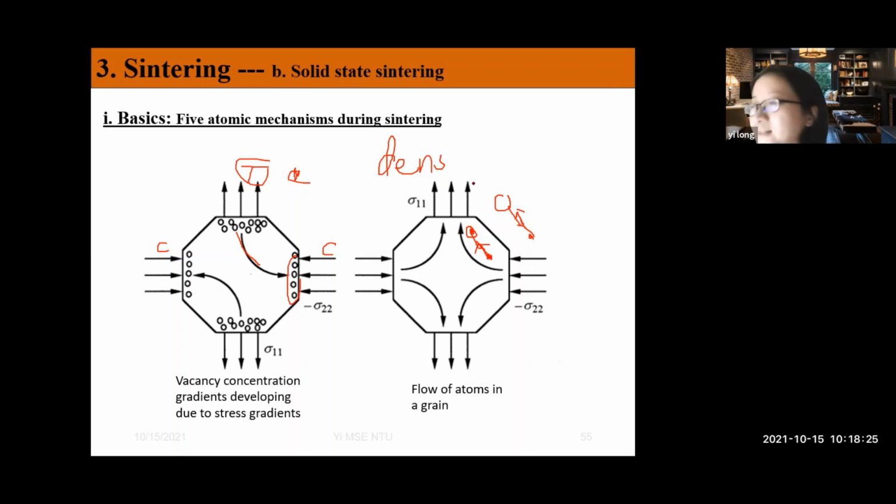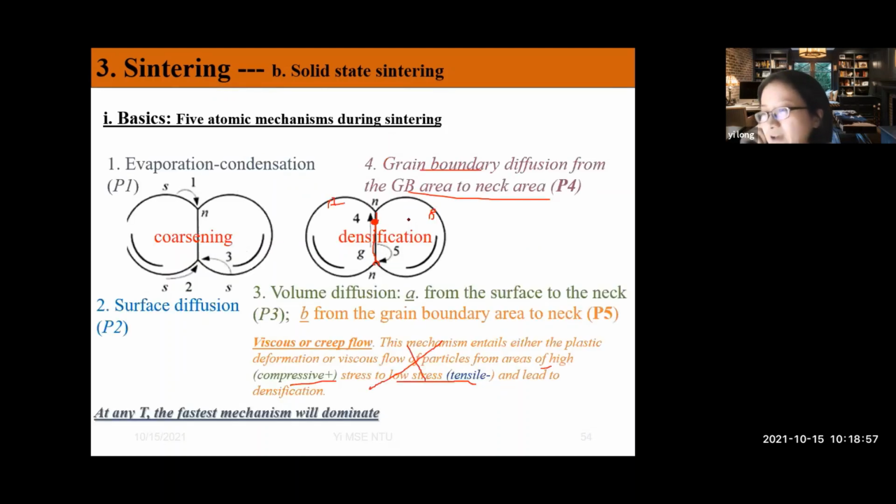If you want densification to happen, please make sure you have atoms and vacancies moving in the opposite direction, because only by doing so will your vacancies be filled by the atoms and be gotten rid of. Densification means you need to get rid of the vacancies. The only way to get rid of vacancies is to have atoms come all the way to fill them, to become a densification. So that is the concept here. If we go back, that's what happened in P4 and P5.